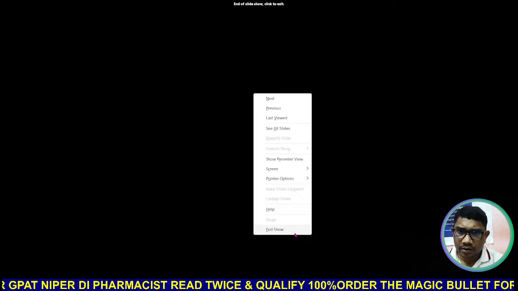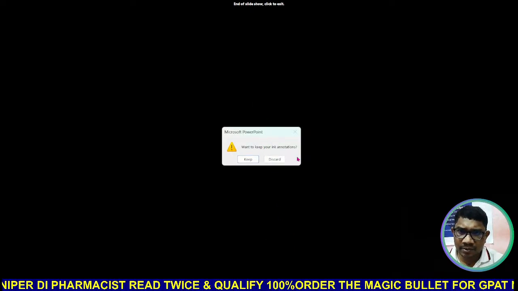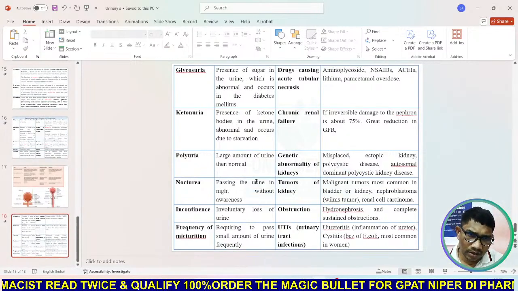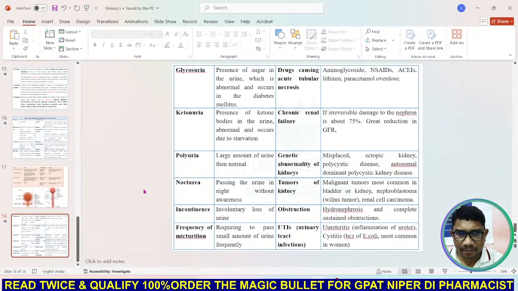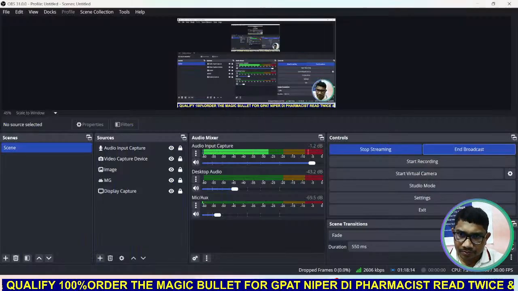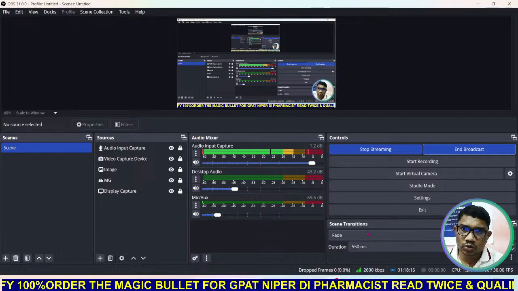This will end your urinary system chapter. If anybody has doubt, they can mention it in the comment box or also can mention personally. Tomorrow morning we'll see the diuretics chapter. I hope everybody has understood.